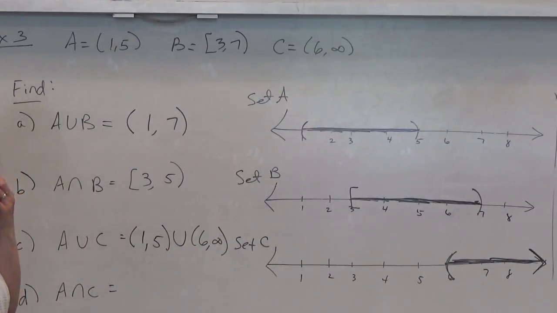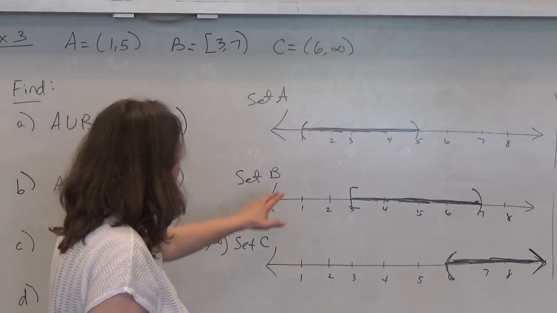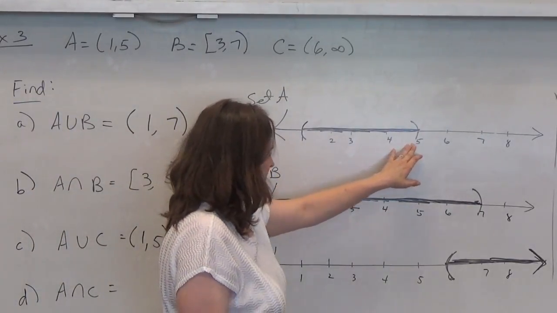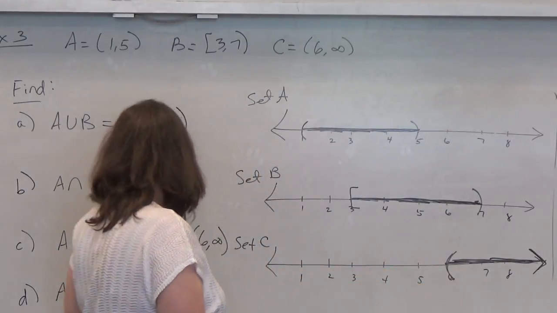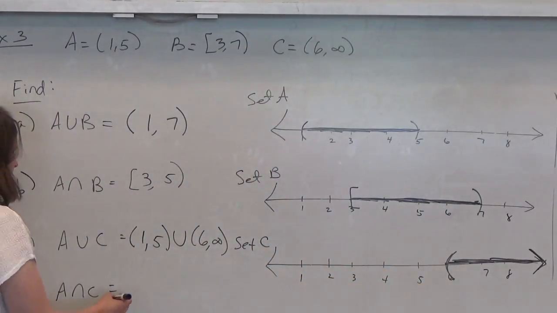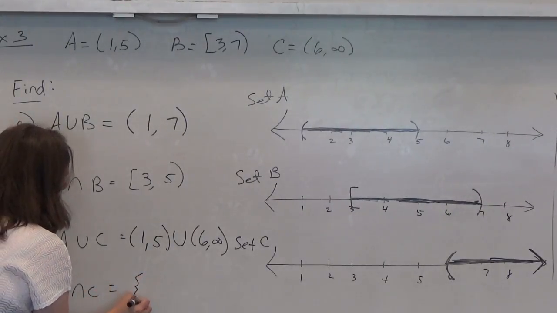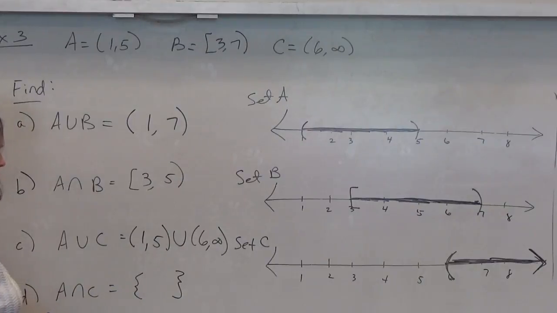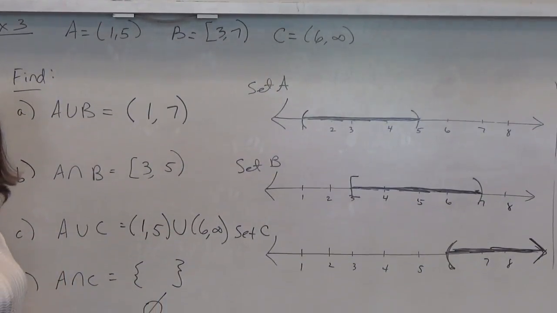And then for part D, when we do A intersects C, intersection means that we're looking for where they overlap. Well, set A only goes up to 5, and then set C begins at 6, so they never overlap. They never touch at all. So A intersects C is going to be the empty set. For empty set, you could write set notation with nothing inside, or you could do a circle with a slash through it like that, either way.